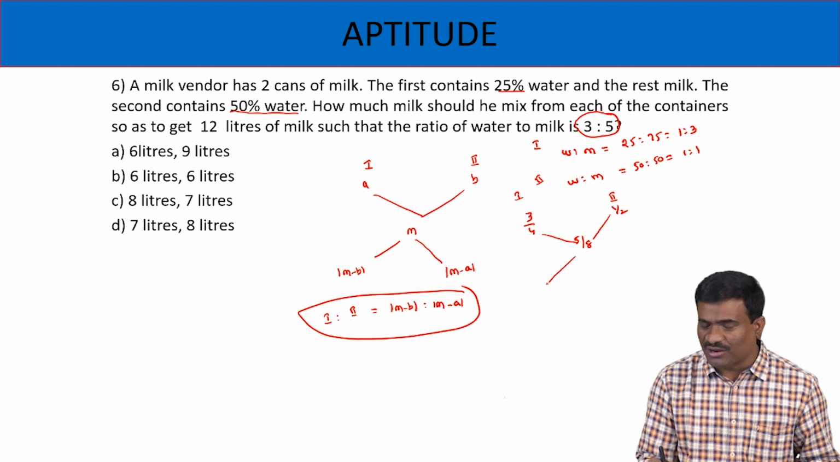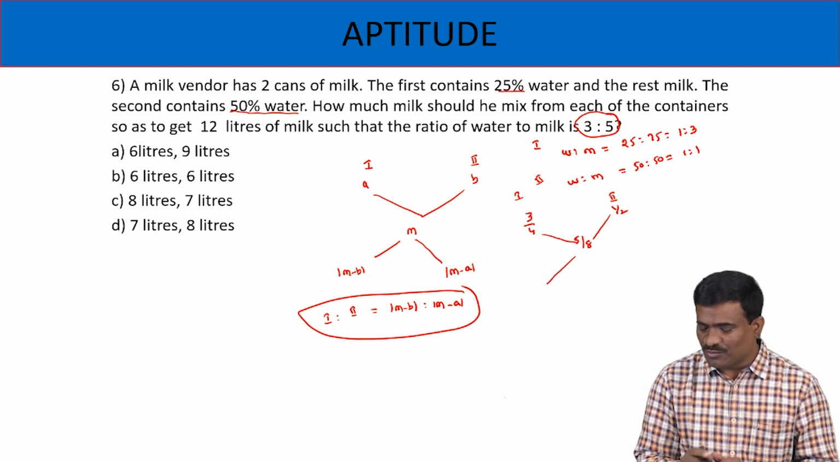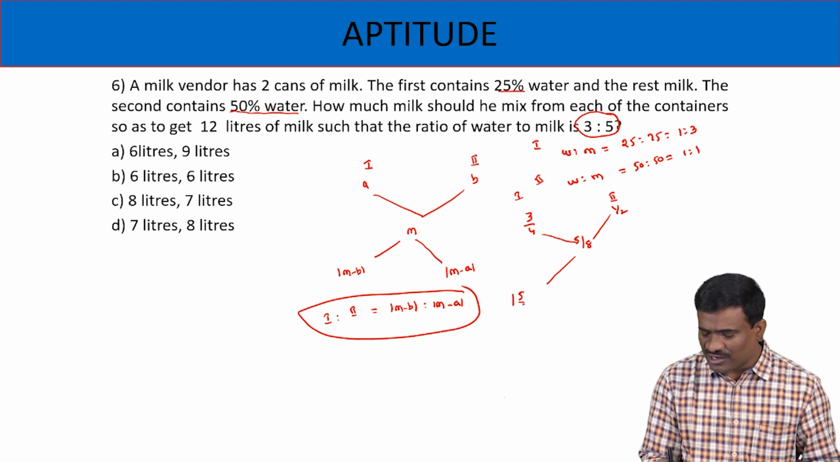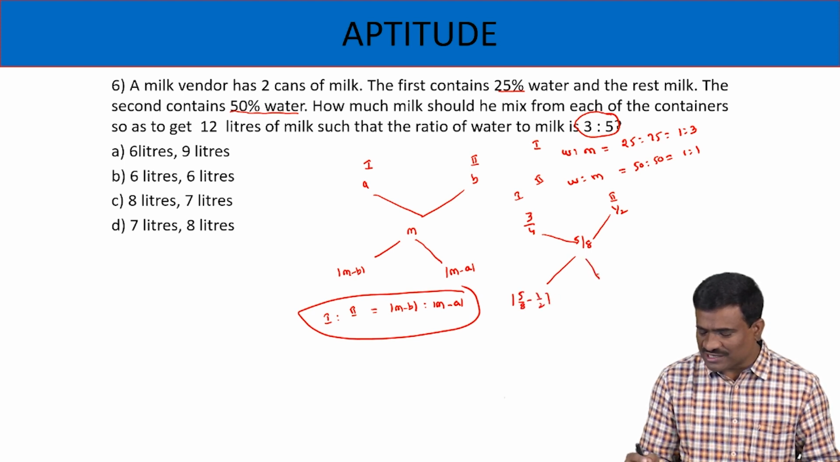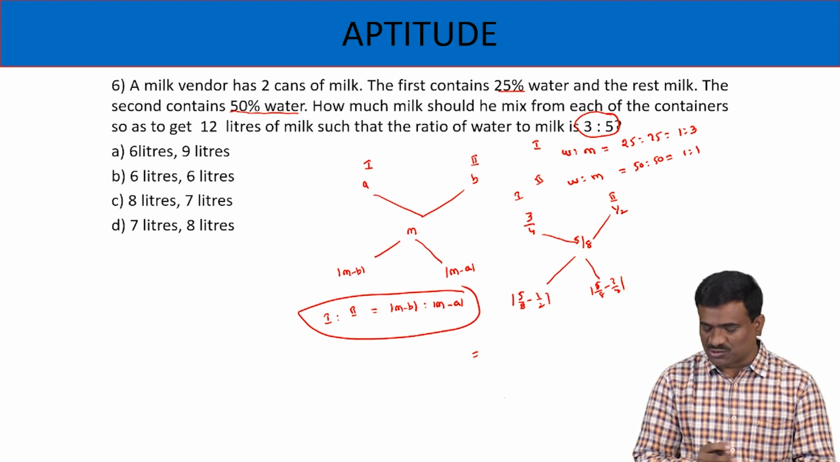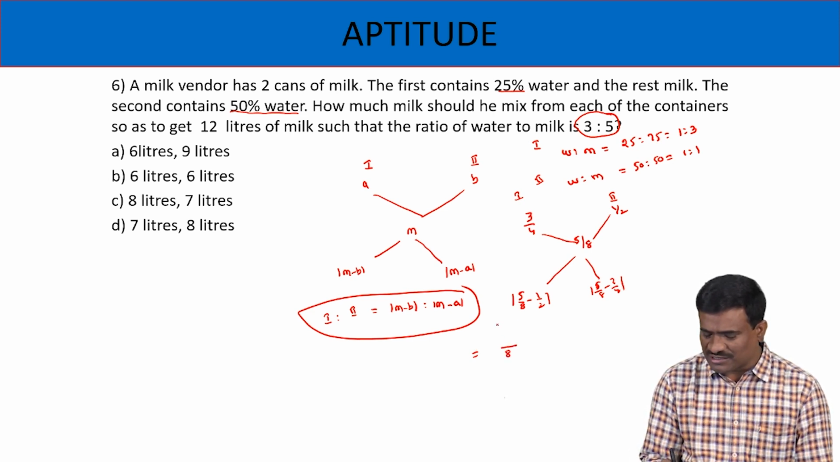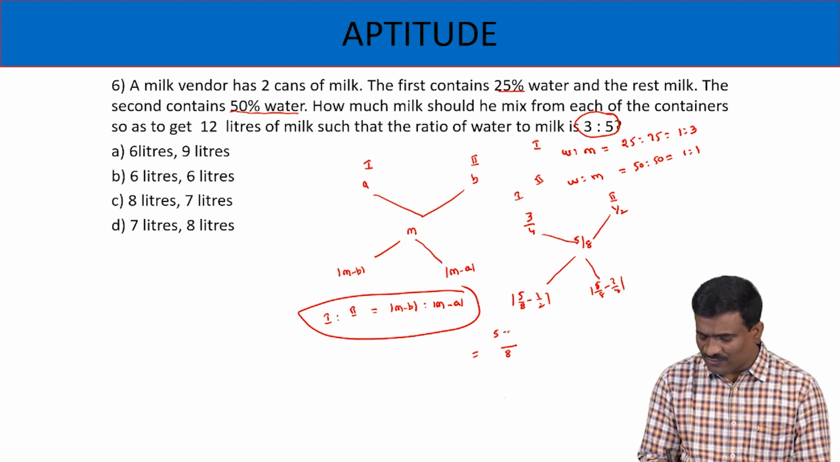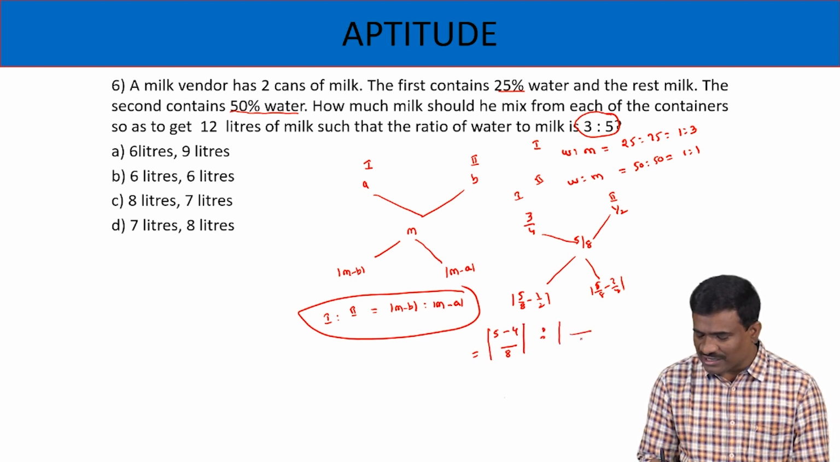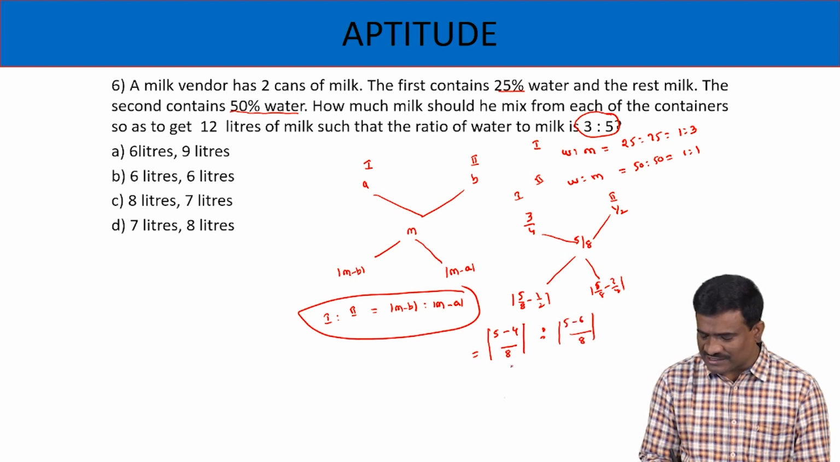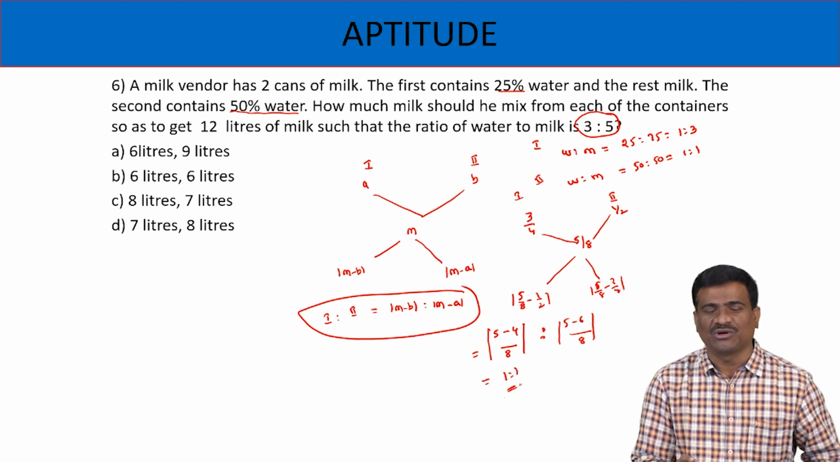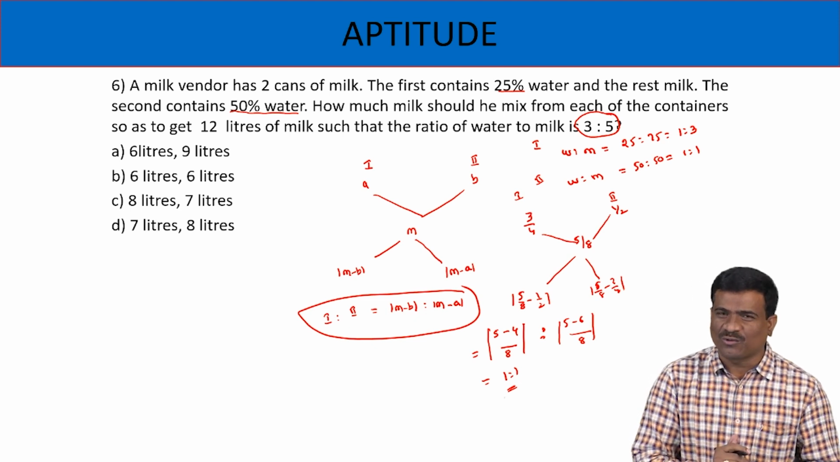Next, apply the formula: modulus of M minus B to modulus of M minus A, that is 5 by 8 minus 1 by 2, and second, modulus of M minus A, 5 by 8 minus 3 by 4. Calculate the ratio of type 1 and type 2. Here 5 by 8 means LCM 8, numerator 5 minus 4 is equal to 1 by 8. And the second part, LCM 8, 5 minus 6, gives a 1 is to 1 ratio. Water is to milk is equal to 1 is to 1.